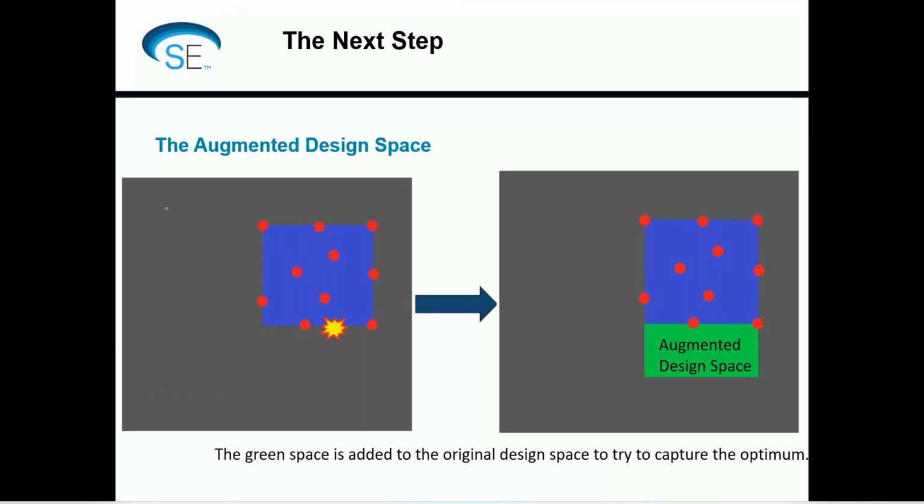So what we do is we look at this picture here. We basically tell the software, hey, we're going to change the setting for this factor along this axis and make it go down further. So maybe instead of having a low temperature of 200 degrees, we allow the low temperature to go down to 150 degrees. Notice how we're keeping all of the data that's in the original blue region, but now we're adding this green space to try to capture the optimum.